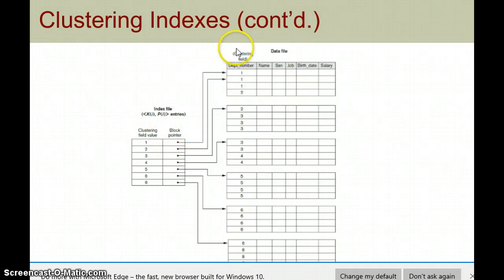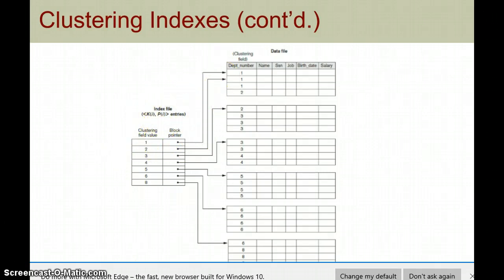So what is the clustering field? The field on which we are going to create an index, and which is a non-key field, is known as the clustering field. Here department number has the same value for different rows. This is our field on which we are going to create an index, and this is our clustering field. So in our index file we have the clustering field and the block pointer. What is a block pointer? That holds the address of the block.